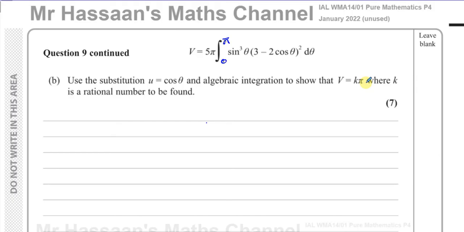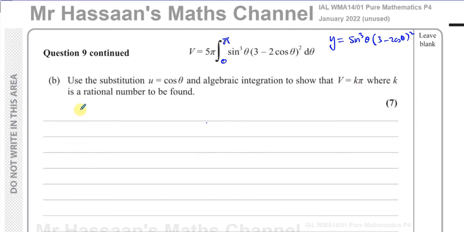Anyway, we need to use this substitution. So how do we deal with this? Well, we have v equals 5 pi times the integral of... why am I writing that again? We're trying to integrate this expression with respect to theta. Let y equal the whole of this thing that we're integrating, sine cubed theta times (3 minus 2 cosine theta) squared. That's what I'm trying to integrate.